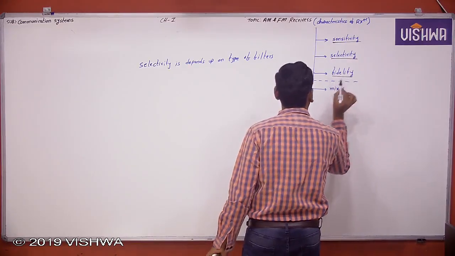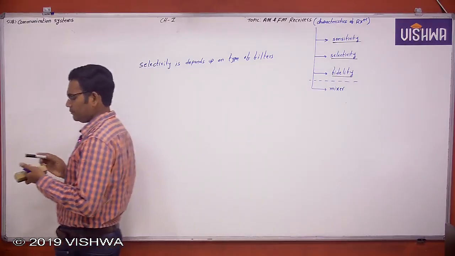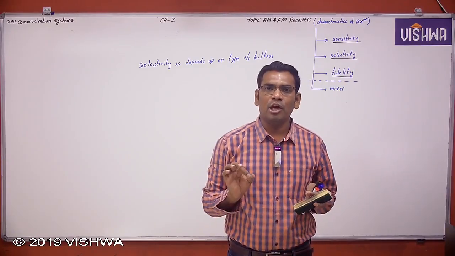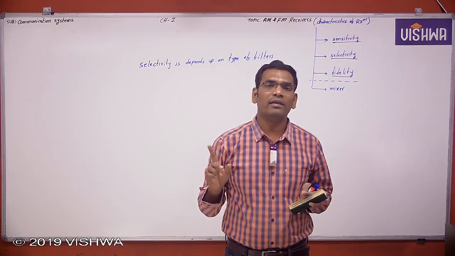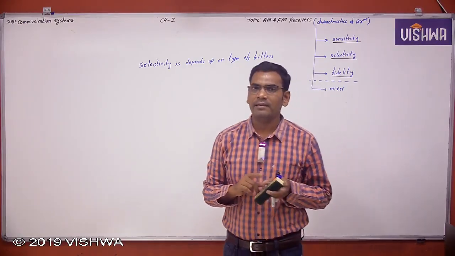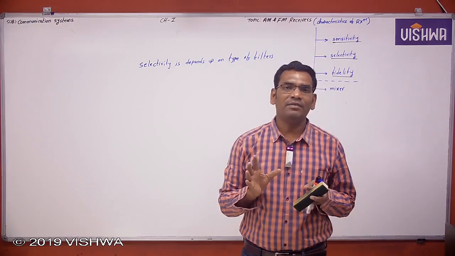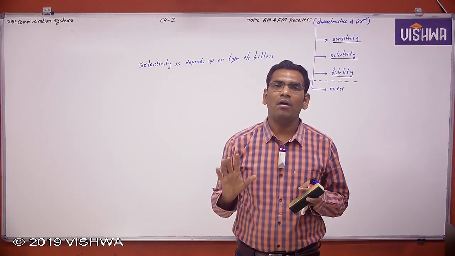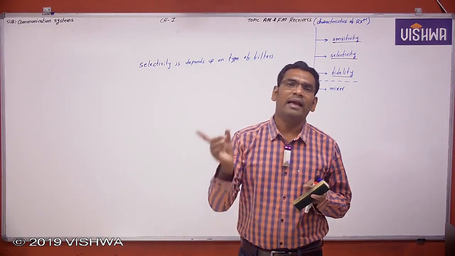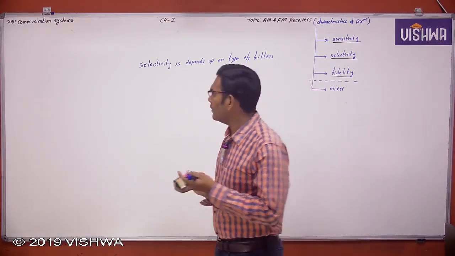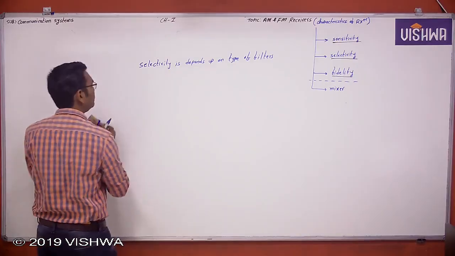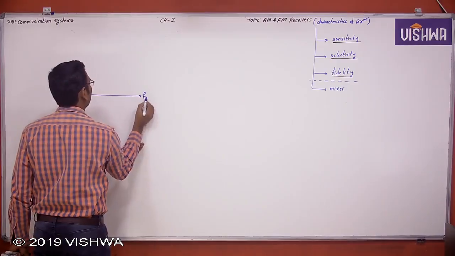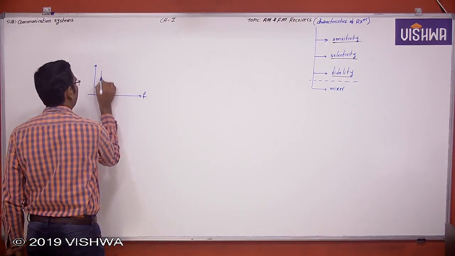Next one is fidelity. What is fidelity? Fidelity is defined as the ability of the receiver to reproduce all audio frequencies at the output of the receiver. Once again I am repeating: fidelity is defined as the ability of the receiver to reproduce all audio frequency spectral components at the output of the receiver. For example, one simple example I am giving. Suppose the audio signal has a spectral component like this.